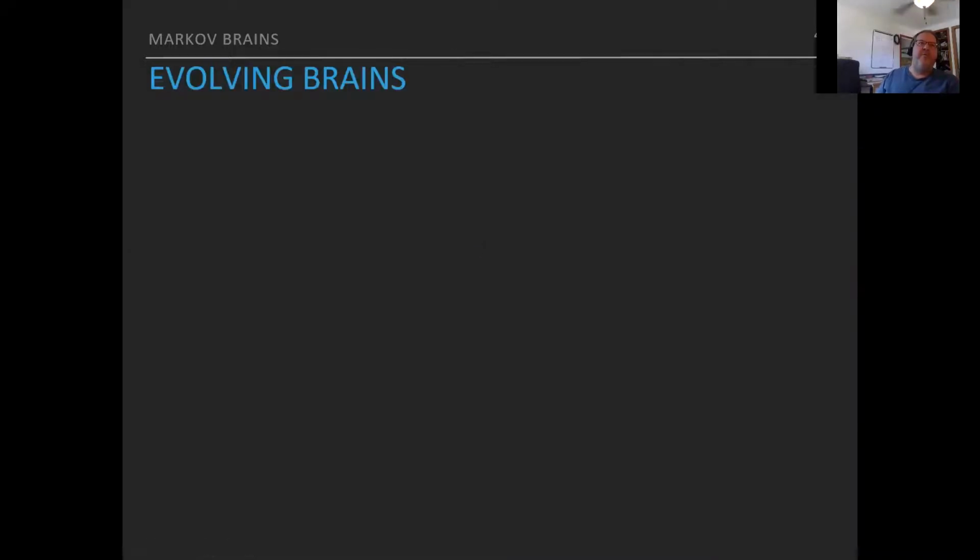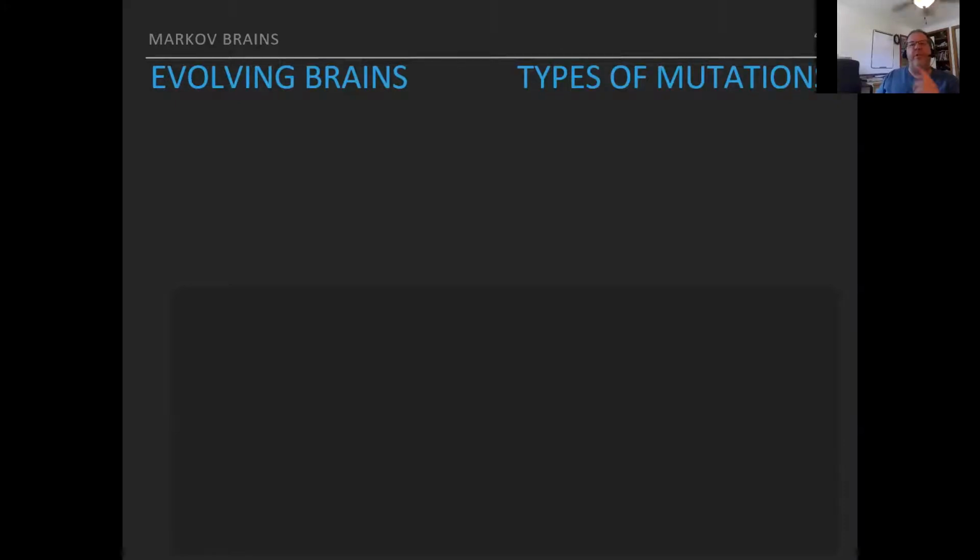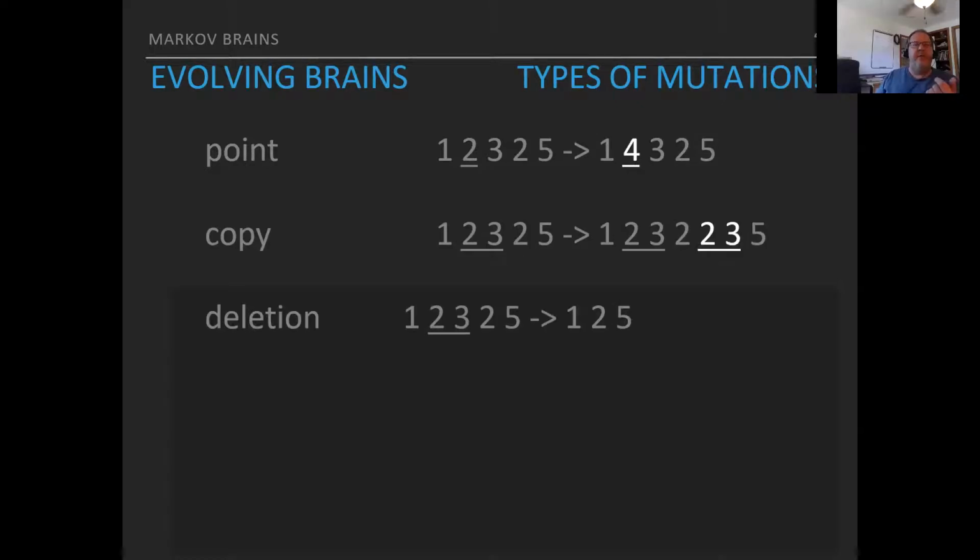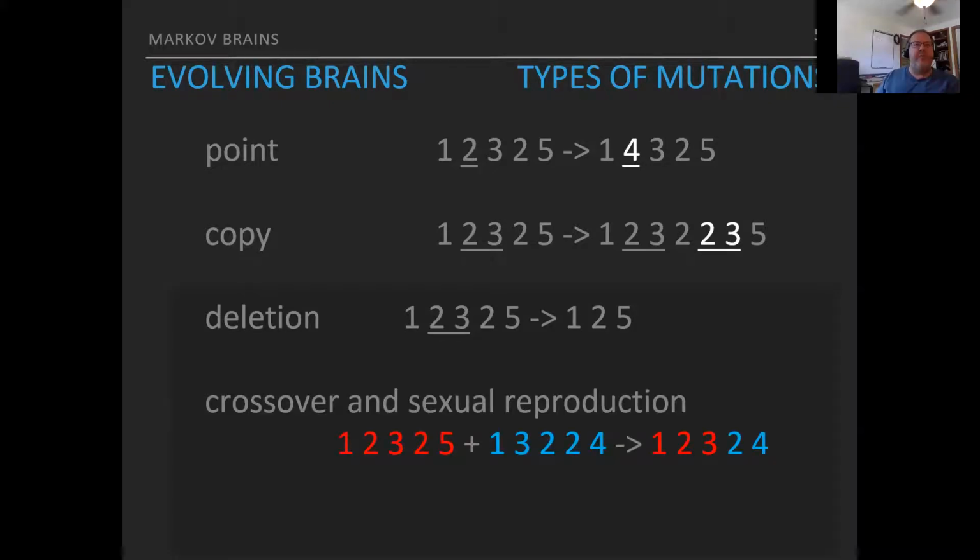So how do we evolve the brains? I showed you the evolution loop before, so I pulled it out of this slide. But when it comes to mutations, we can do a point mutation: pick a spot, change its value. Copy mutation: pick a segment of the genome, make a copy. Deletion: pick a segment and delete it. Crossover, sexual reproduction: take 2 genomes, splice them, put them together.